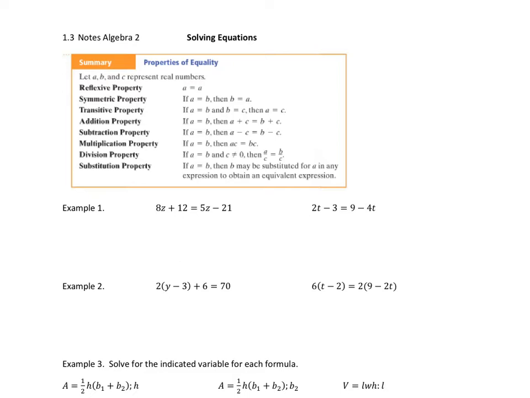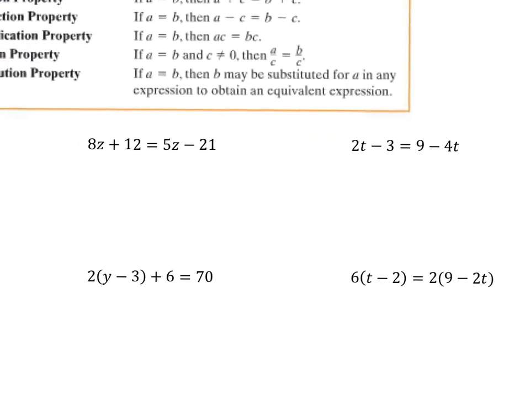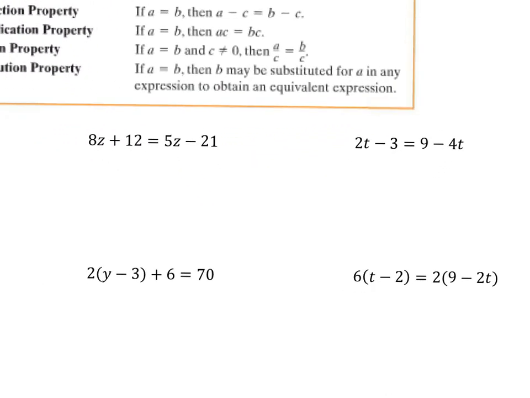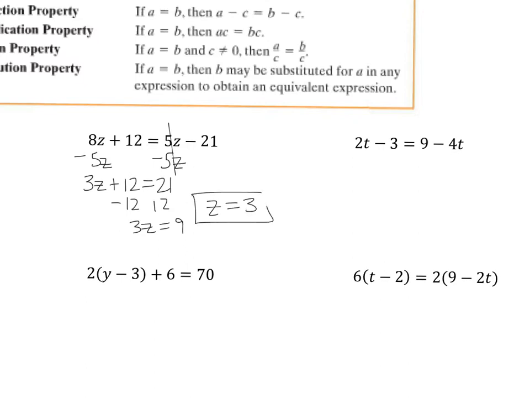So example 1, I'm going to use the properties to solve for my variable, z. So I'm going to get my z's on one side. So I'm going to subtract 5z from each side. These cancel out. So I have 3z plus 12 equals 21. Subtract 12, 3z equals 9, z equals 3 is my answer.